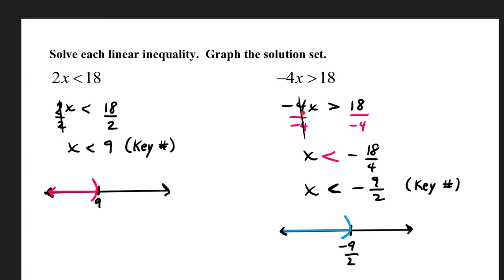Long story short, if you ever multiply or divide by a negative to isolate x, you have to reverse your inequality. 18 divided by negative 4 reduces to negative 9 halves. That's our key number for this one. All values of x less than negative 9 halves will be in this blue shaded region.